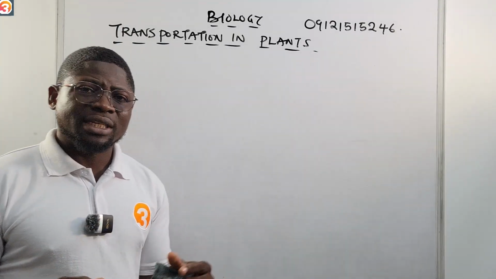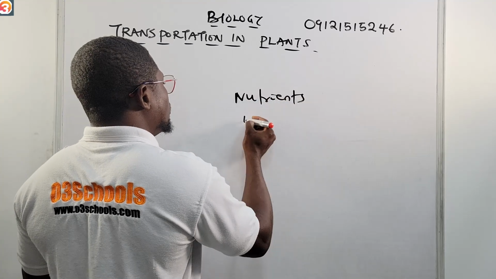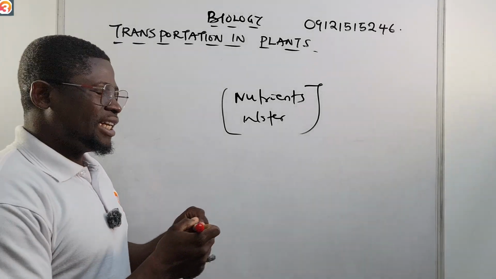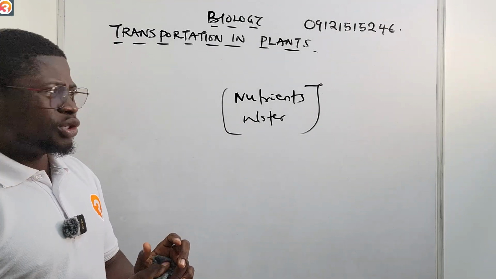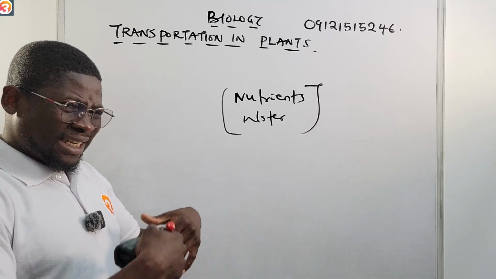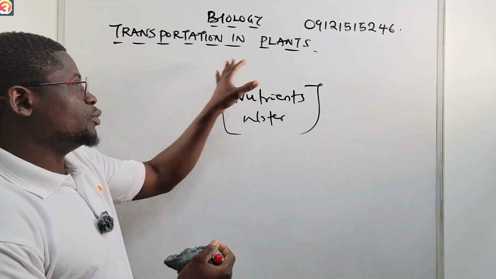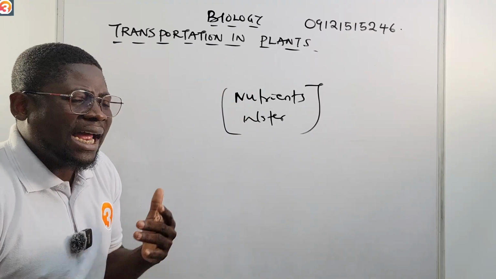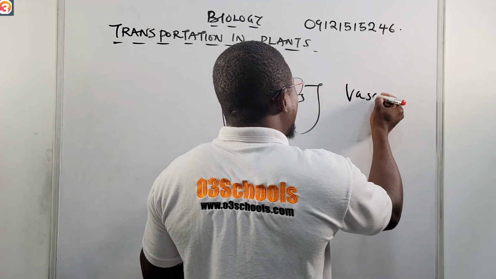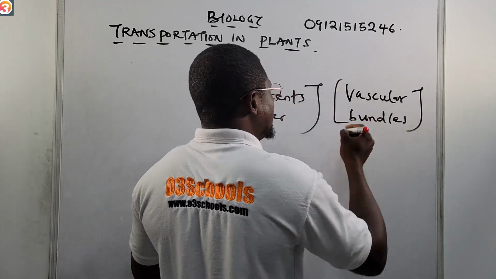Transport in plant is a process by which nutrients and water needed for the survival of the plant are taken to different parts of the plant. That is what transport in plants is. And plants are able to do this because of the presence of something we call vascular bundles.